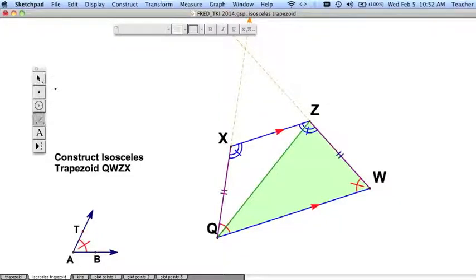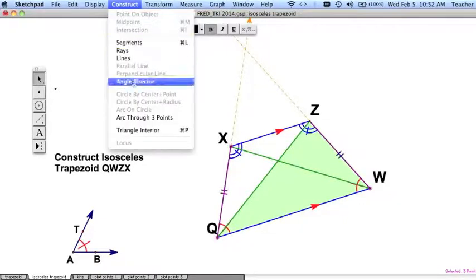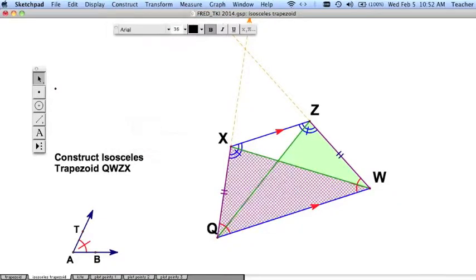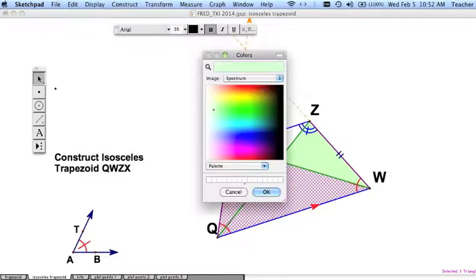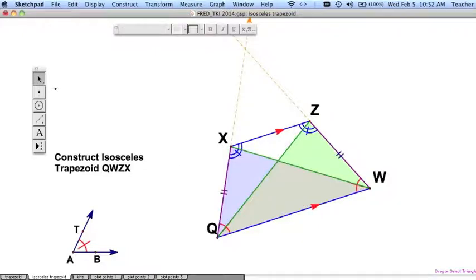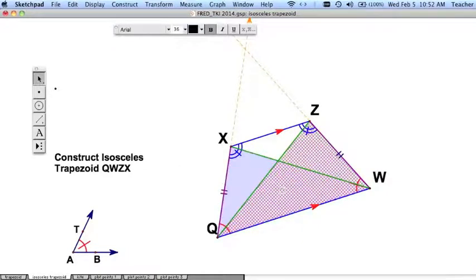Now, I'm going to draw the other diagonal. And I'm going to shade in this triangle. 1, 2, 3. Construct triangle interior. But I'll make this one a different color. So now, if I flip these two triangles, how would you describe these two triangles?